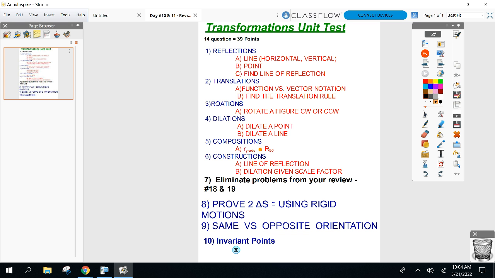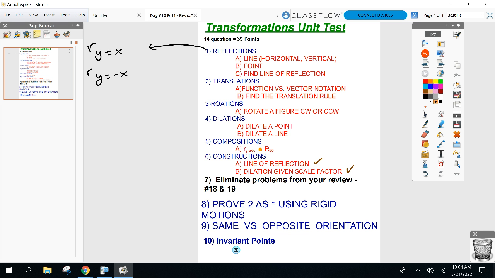A couple things. Reflections, I'm not going to go over them, but make sure you know your reflection through y equals x versus reflection through y equals negative x. There are 2 rules for that, so make sure we know both rules. 2 constructions, both could be on, one could be on, the other could not be, but make sure you know how to find the line of reflection. That was on your quiz, so look back at that.